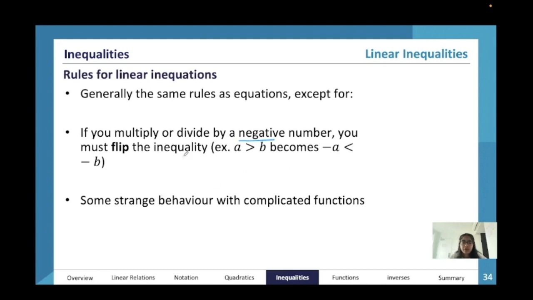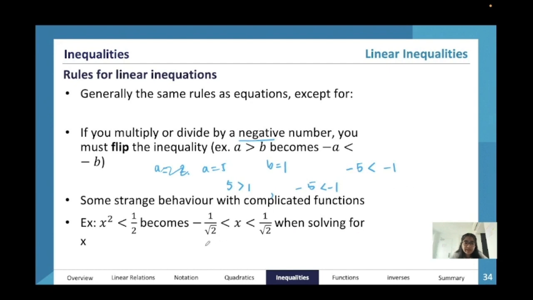If you want to know why that happens, let's say A equals 5 and B equals 1. It makes sense that negative 5 is less than negative 1. So we know that 5 is greater than 1, but negative 5 is less than negative 1. So just using that logic.